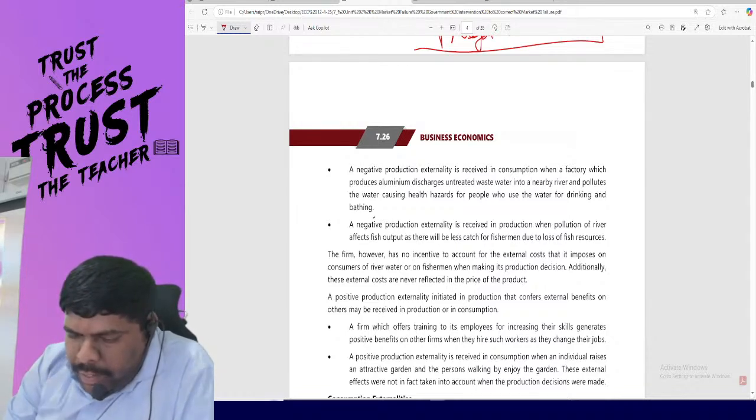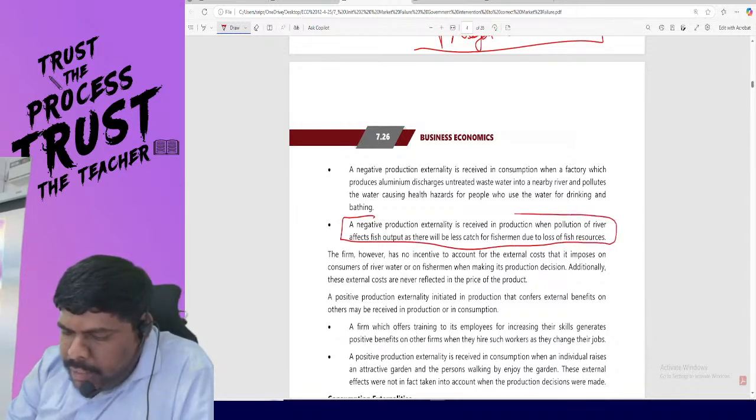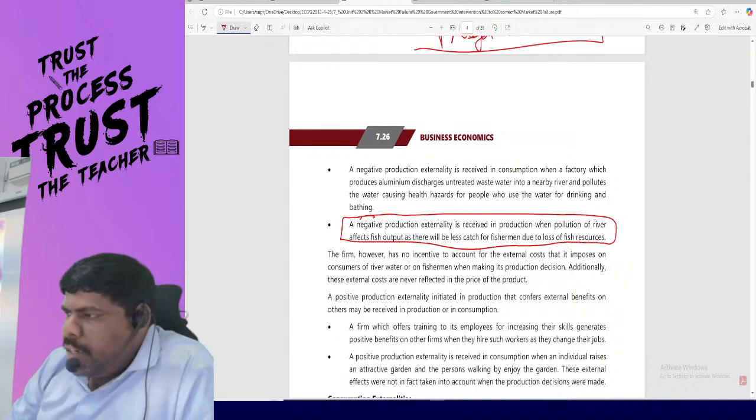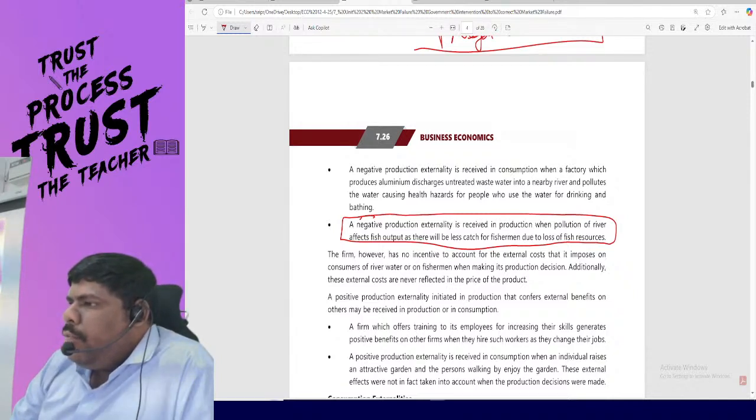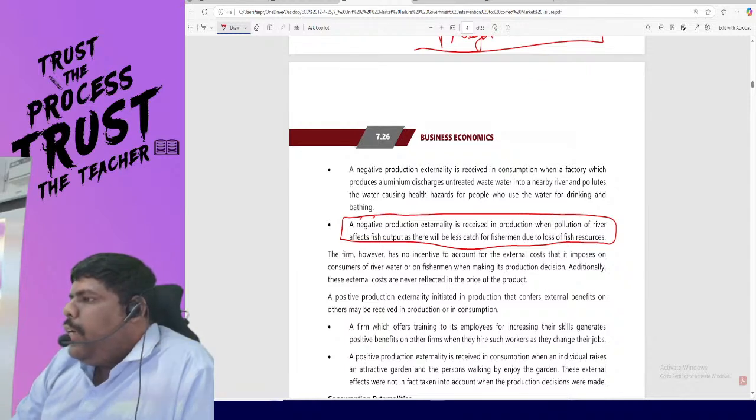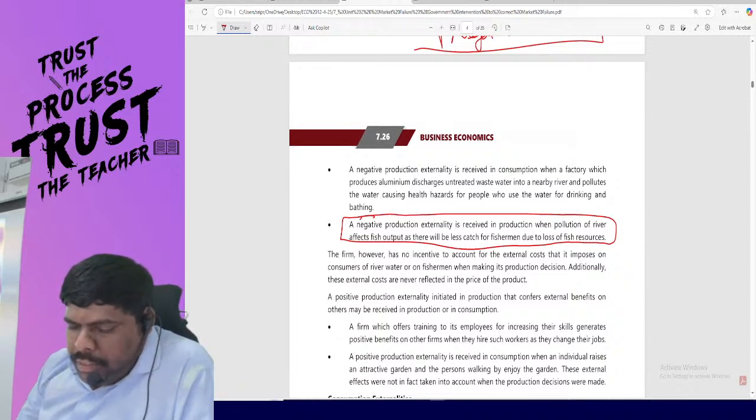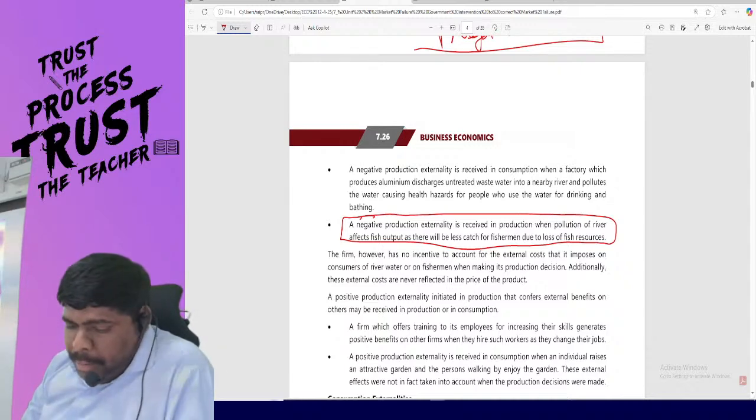Just look at this line. A negative production externality occurs when, for example, pollution of a river affects the fish output. There will be a loss of fish resources, so it gives some indirect cost to another person. Positive is going to give some benefits.